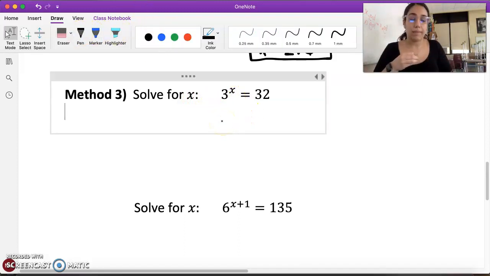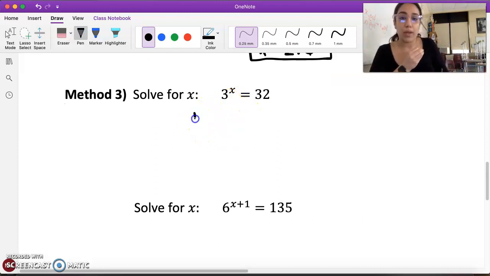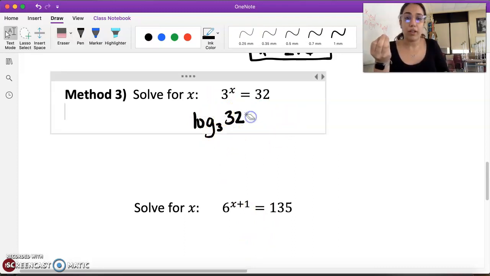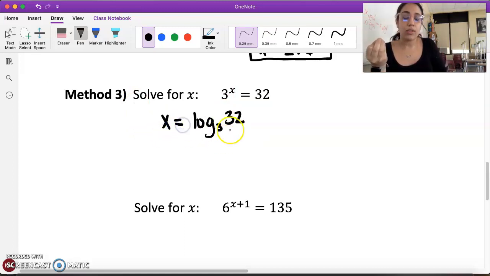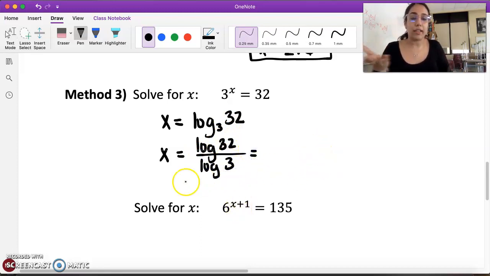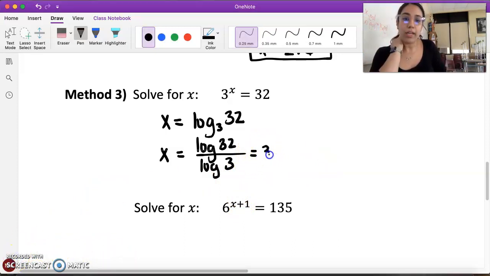When we are doing this, we are going to change it to logarithmic form. So we have log base 3 of 32 is equal to x. And now we can use the change of base formula. And I'll even change this over here. I'll put x equals log base 3 of 32. And so that I know is x is equal to log of 32 over log of 3. And then you just use a calculator and you can come back and do this. So I know from my calculator work that it's 3.15.